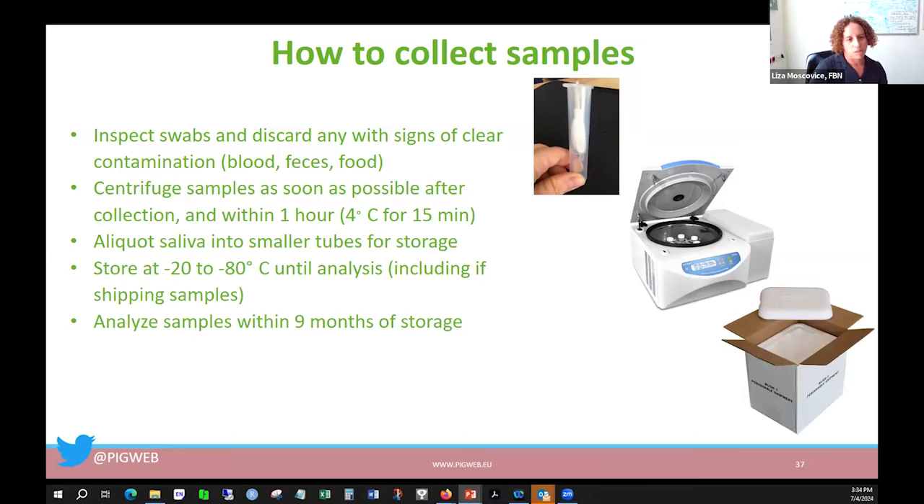And store the samples at -20 or preferably -80 degrees until analysis. That includes if you're shipping them somewhere. You have to ship your samples on dry ice. I guess for steroid hormones, you can maybe ship them without that, but I wouldn't recommend it. And for oxytocin, you really need to keep the samples frozen if you move them. And try to analyze your samples within 9 months of storage. I mean, even at -80 over years, the concentrations can degrade.